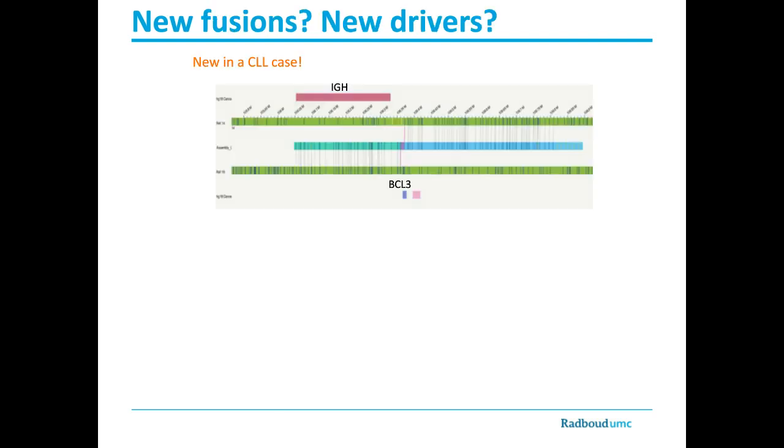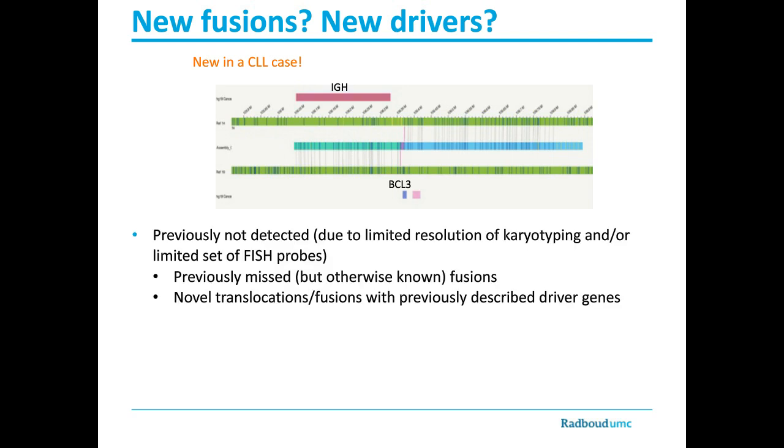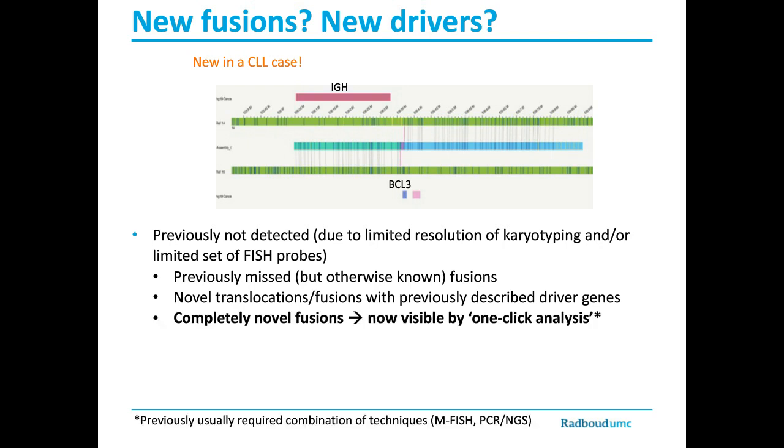In other cases, we've also spotted novel events that were not visible before, sometimes simply because they were not tested for. Now with Bionano, we always get a genome-wide view instead of, for example, a limited set of FISH probes. So here, for example, we have a new fusion between BCL3 and an IGH gene in a case of CLL. Overall, we find sometimes fusions that were simply not tested for. Sometimes we find novel fusions in previously described cancer driver genes. Sometimes we also find completely novel fusions.